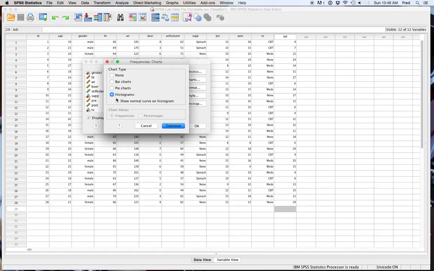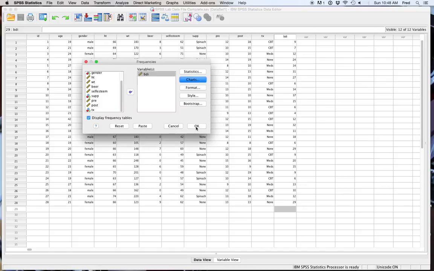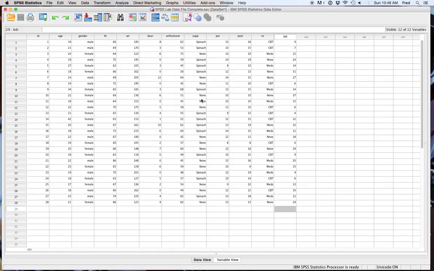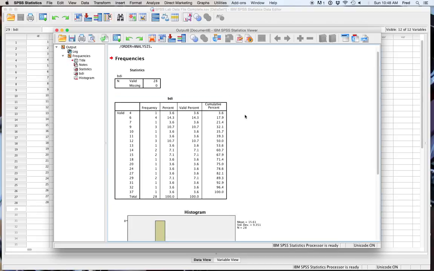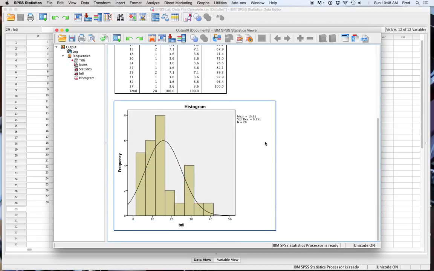We want a histogram, and I'm going to go ahead and have it show the normal curve. It'll smooth things out for me. Click Continue, click OK, and in just a couple heartbeats, we've got our table of frequencies and then the histogram.